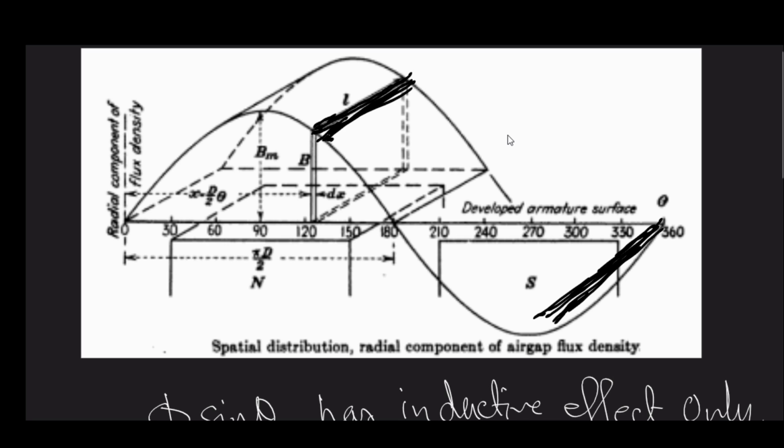Now you can figure out the total voltage across that coil. If one turn coil is E, then for N turns it is En.